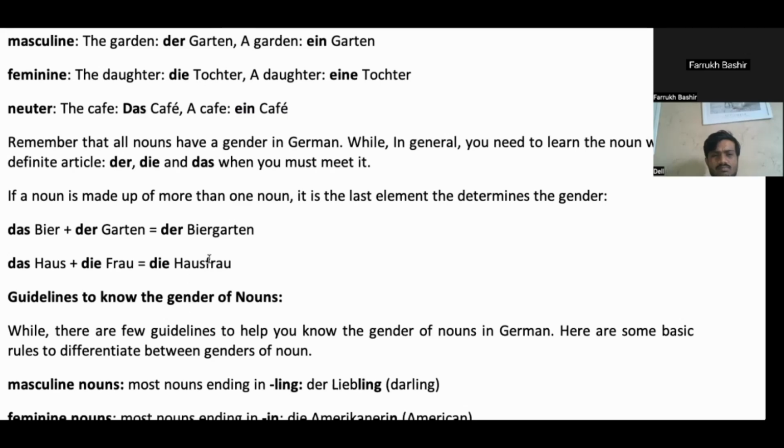There are a few nouns that have two words. For example, Bier and Garten. So we place the article for the last part. Bier has the article das, and Garten we have just seen here, der Garten. Now we place the article here, der, for the last part. Another example has two words as a combination: Hausfrau means housewife. Frau is a feminine noun, and Haus plus die Frau, so we will write here the article die because the last part is feminine. These are a few combinations that we can use.